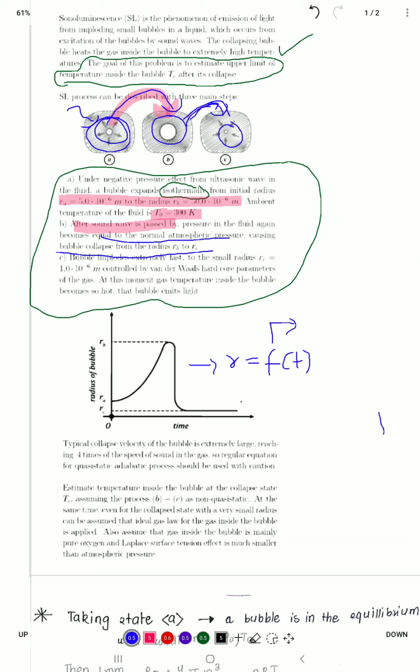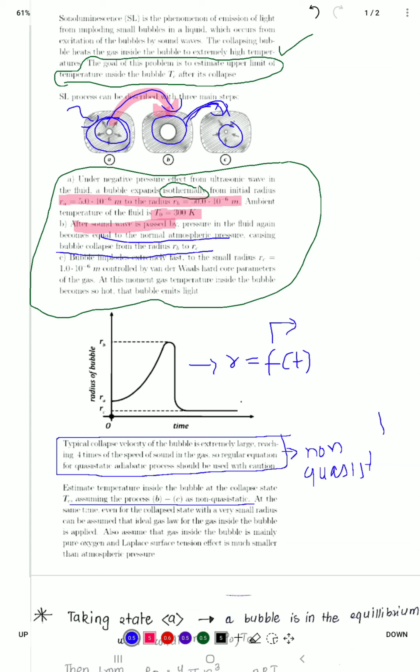The typical collapse velocity of the bubble is extremely large, reaching 4 times the speed of sound in the gas. So the regular equation for a quasi-static adiabatic process should be used with caution. Here we have to use the non-quasi-static equation. What non-quasi-static processes are, I will be discussing in upcoming videos on the channel. Now estimate the temperature inside the bubble at the collapse state Tc, assuming that the process BC is non-quasi-static.